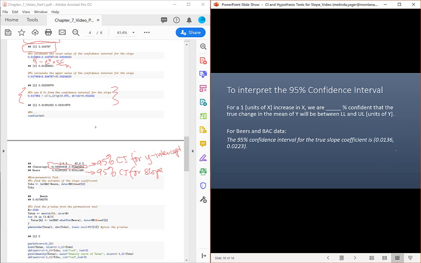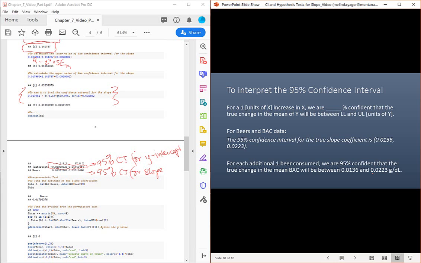When we interpret the confidence interval for the true slope, we look at how confident we are in the range of expected changes in y for each increase of 1 unit in x. For this confidence interval, our interpretation would read: for each additional 1 beer consumed, we are 95% confident that the true change in the mean blood alcohol content will be between 0.0136 and 0.0223 grams per deciliter. The entire interval is positive, so we are 95% confident the true slope between the number of beers consumed and the blood alcohol content is positive.